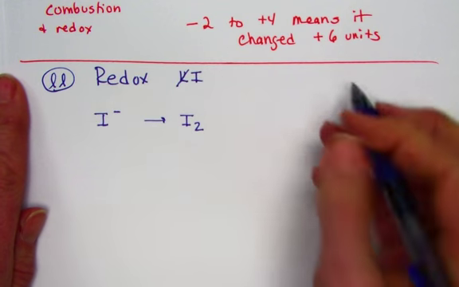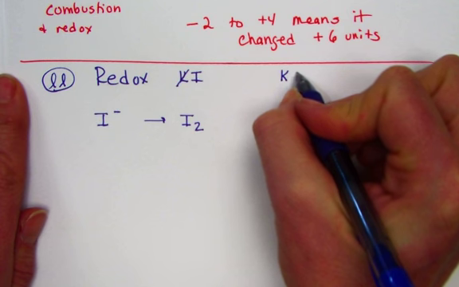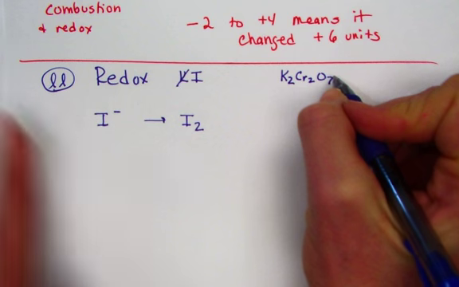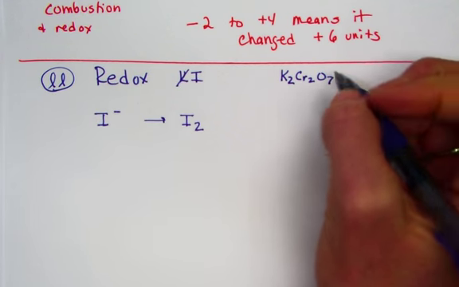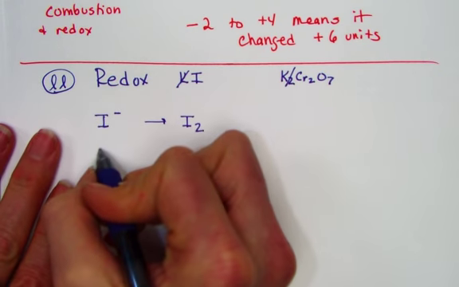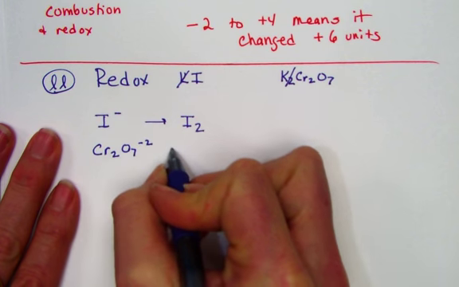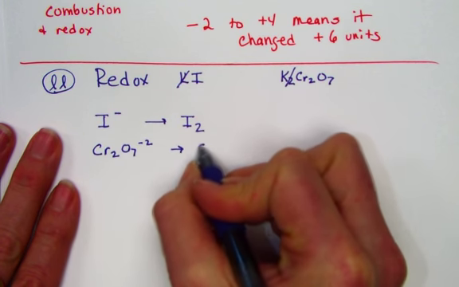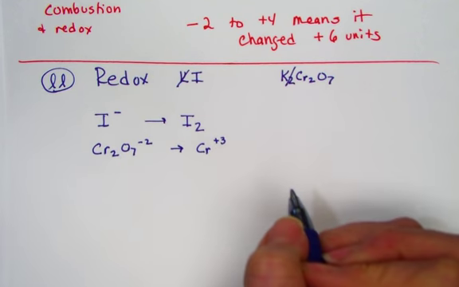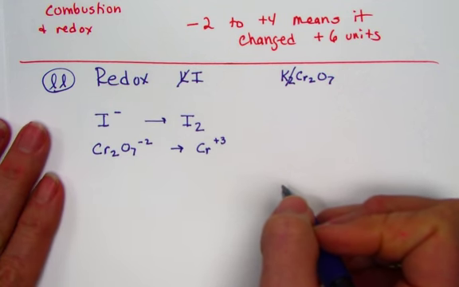The second reactant was given as potassium dichromate. Dichromate is Cr2O7. Potassium dichromate would be K2Cr2O7, but we'll eliminate the potassium as it serves as a spectator. So the second half reaction, Cr2O7, which is a -2 charge, goes to the chromium ion as a +3 charge. We'll work to balance those two half reactions and place them back together. We are in an acid solution.